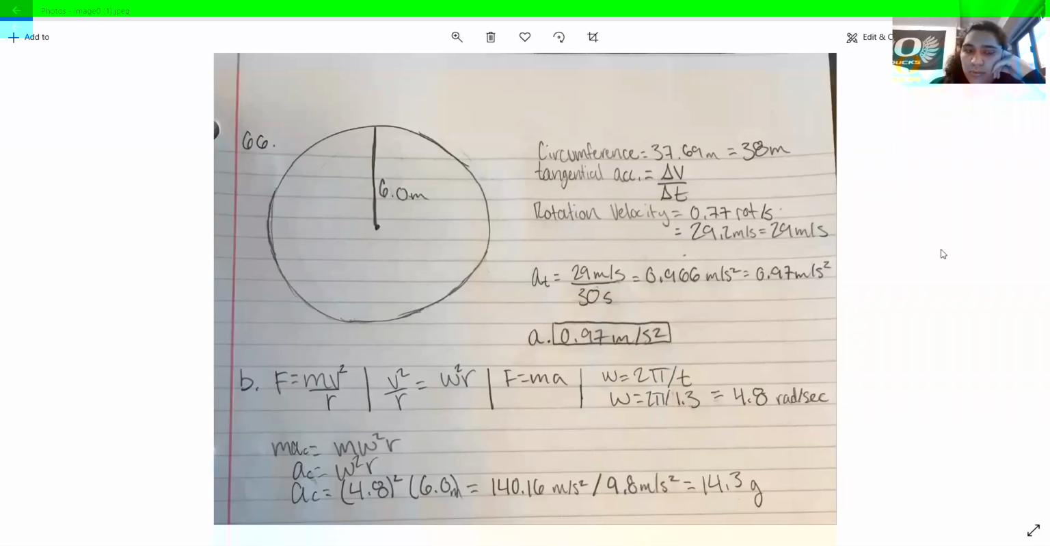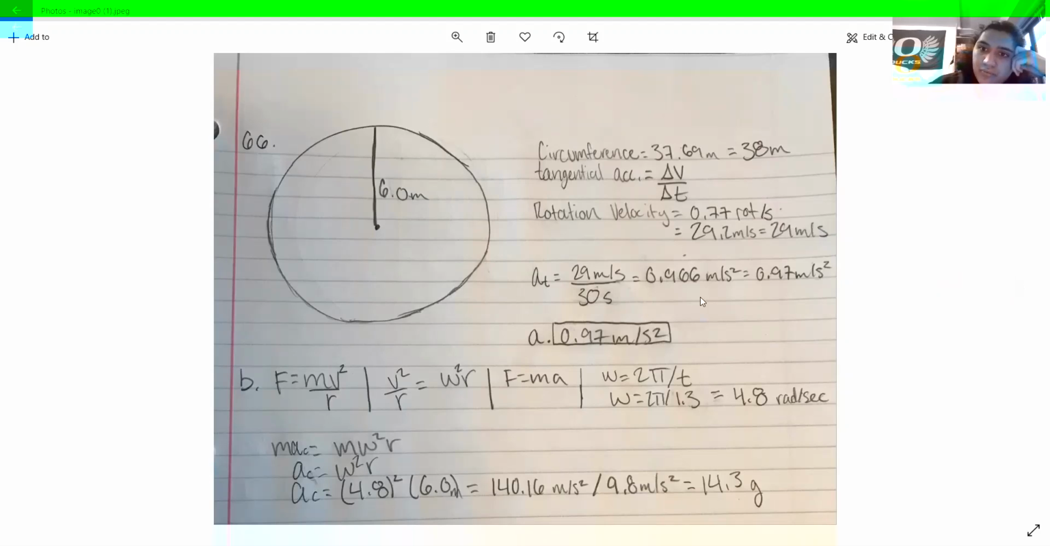Okay, so for problem 66, it reads, astronauts use a centrifuge to simulate the acceleration of a rocket launch. The centrifuge takes 30 seconds to speed up from rest to its top speed of one rotation every 1.3 seconds. The astronaut is strapped into a seat 6 meters from the axis. A, what is the astronaut's tangential acceleration during the first 30 seconds?